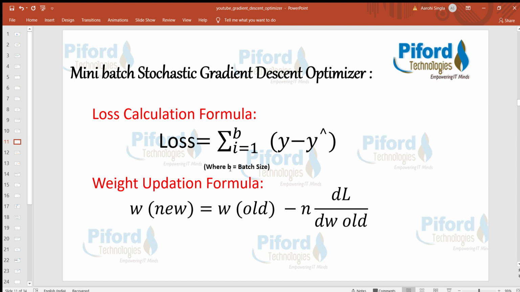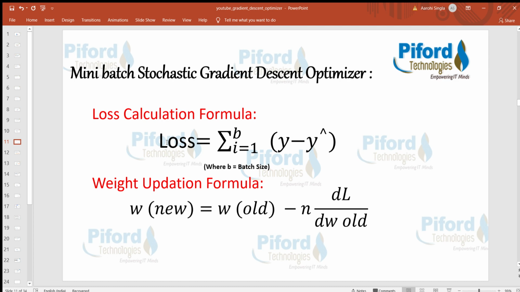So in the mini batch stochastic gradient descent optimizer, this is a stochastic gradient descent optimizer only. The only difference is over here: we are not updating the weights on the basis of a single record. We are not even using the whole data set to update the weight. What we are using over here is a batch, a sample of data, right?